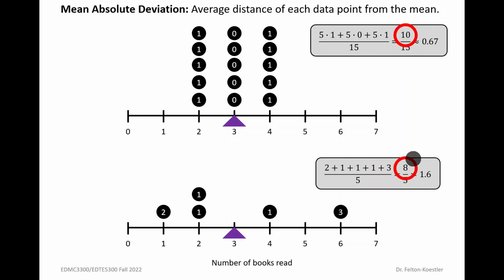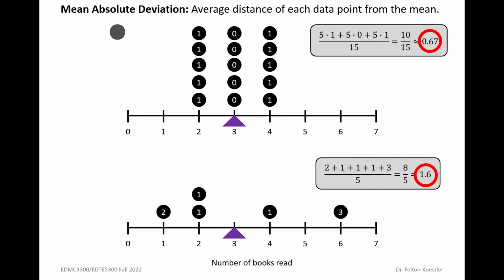So 10 is bigger than 8, but this data set is much more compact. It has less spread, less variability. So that's why we want to divide by the number of data points. The only reason this number is higher is just because there were so many more data points. And so this one is actually less than half the spread of this one when we measure it in this way.